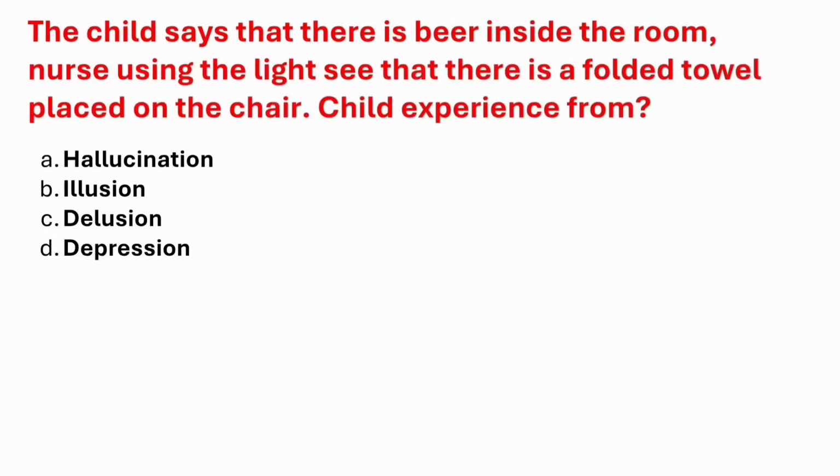Desflurane. The child says that there is a bear inside the room. The nurse, using the light, sees that there is a folded towel placed on the chair. Child experience is A. Hallucination. B. Illusion. C. Delusion. D. Depression. The correct answer is B.